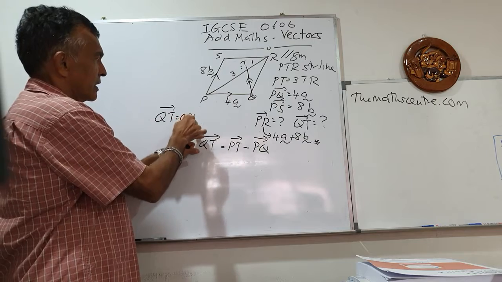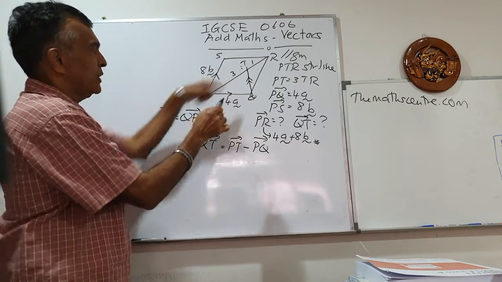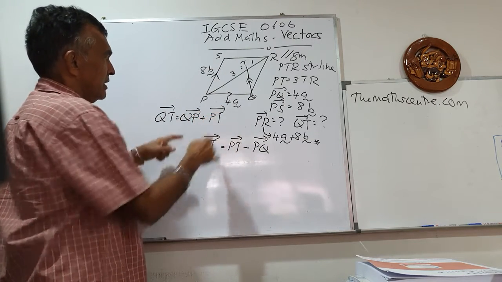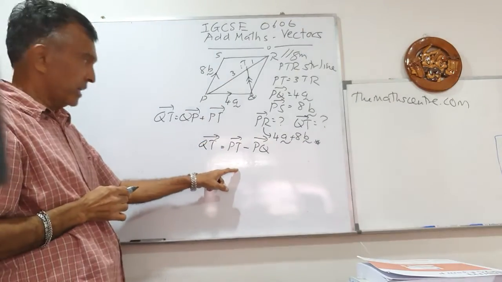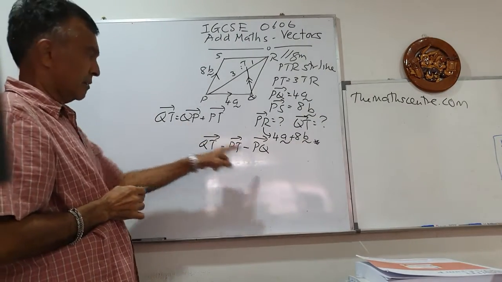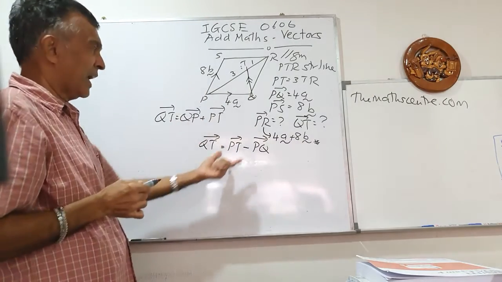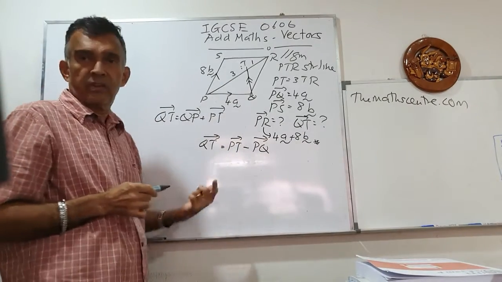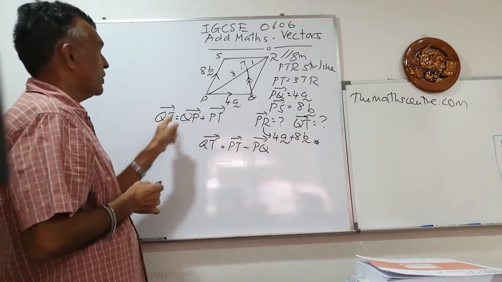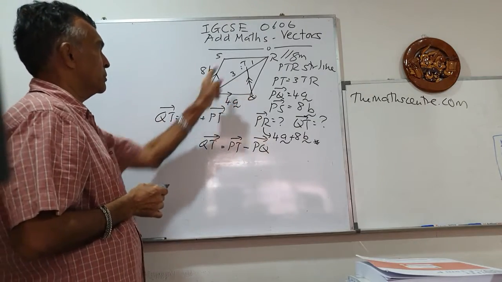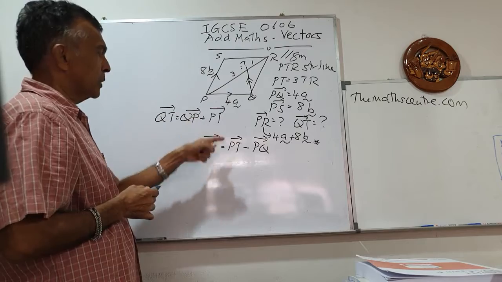And then go from P to T. Is this the same as this? Yes. What is QP? Minus PQ. PT is here. So I just did it a bit faster because I'm using the triangle law, and that's it. So QT is QP plus PT, and this is minus PQ plus PT. This is the same thing.